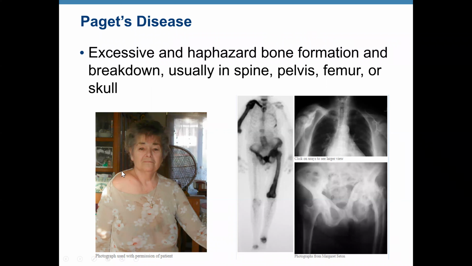Usually, you see this lady over here has lots of bony structure growing in her shoulder, right? So this is Paget disease, excessive bone formation. It usually happens in the spine, pelvis, femur, or skull, right? So here you can see that's a femur, that's a humerus. Here's the pelvis and a darker part in the spine.